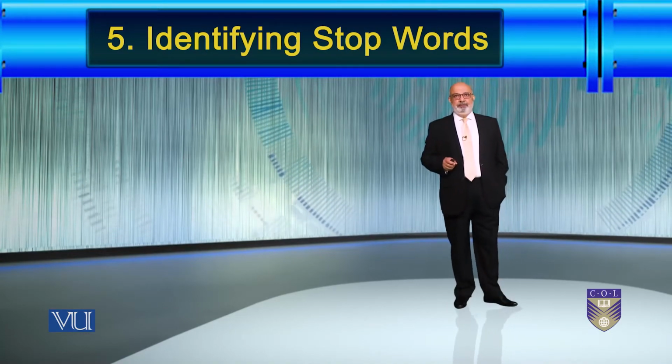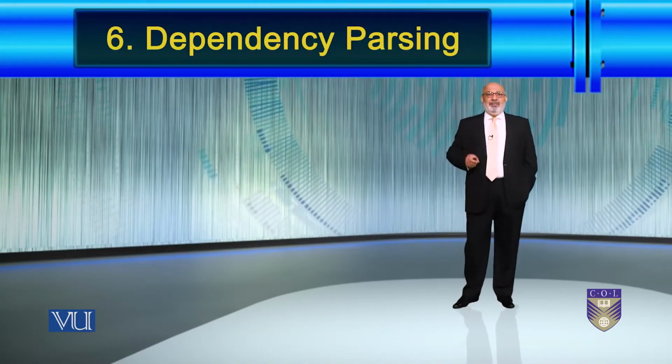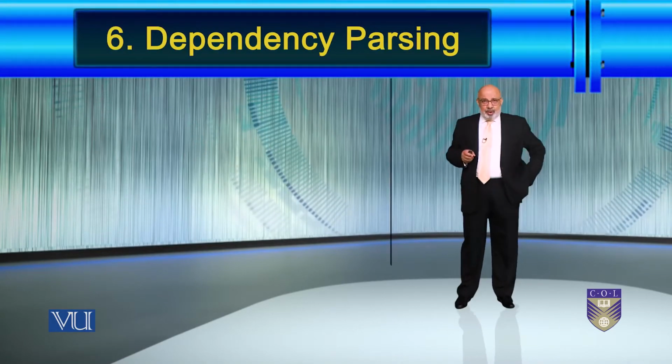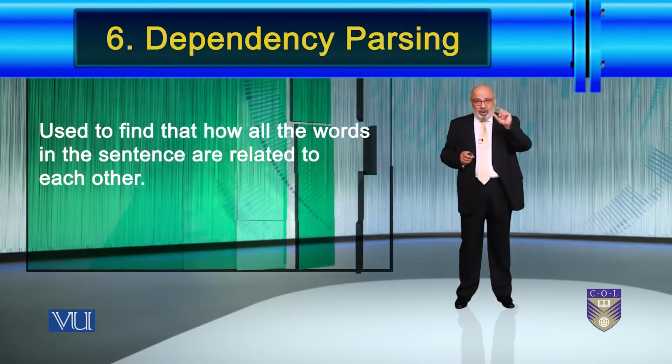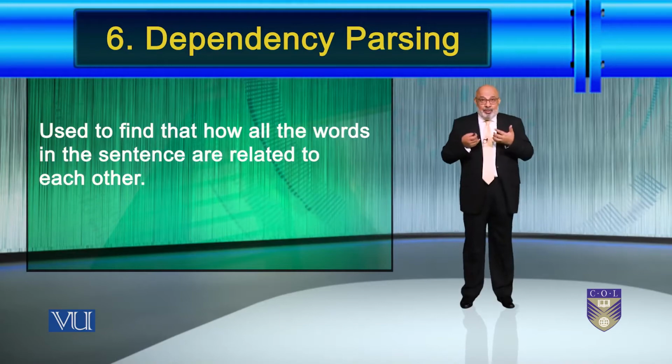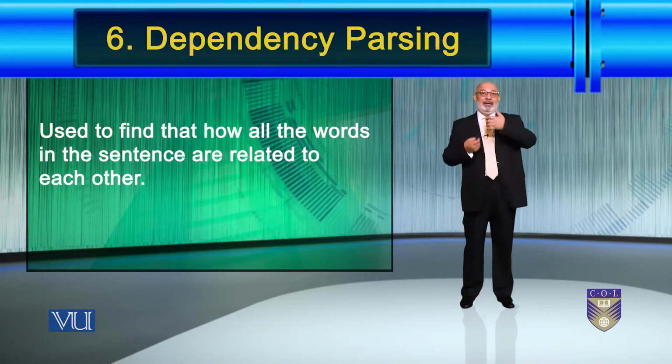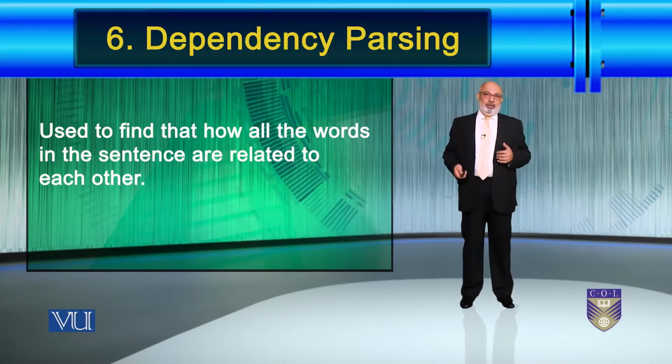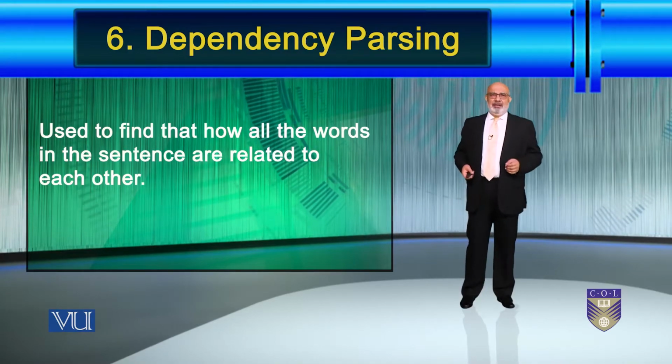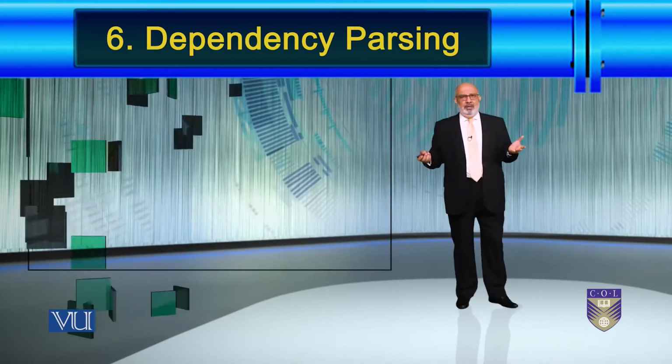Step 6, dependency parsing. Dependency parsing is used to find out how all the words in the sentence are related to each other. How do they depend on each other? And don't get confused by the word parsing. Parsing is simple analysis. Look it up in the dictionary, you'll understand. So you're trying to link up various words in the sentence. How are they related to each other?